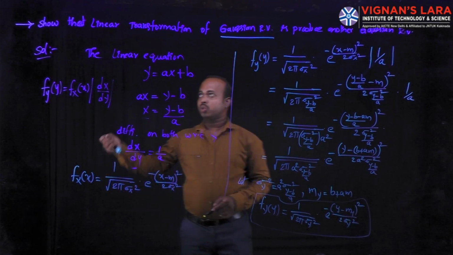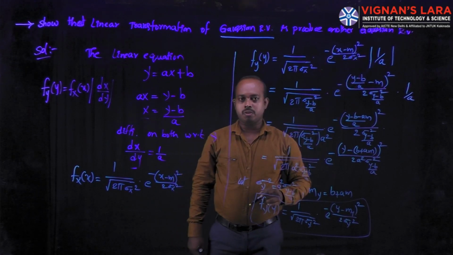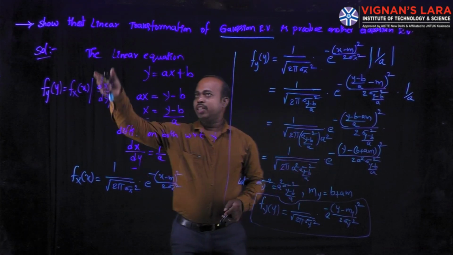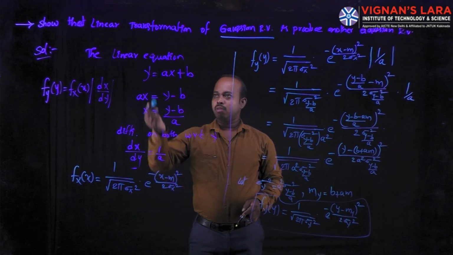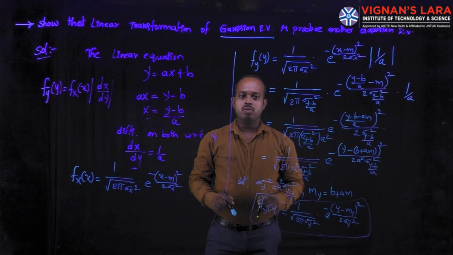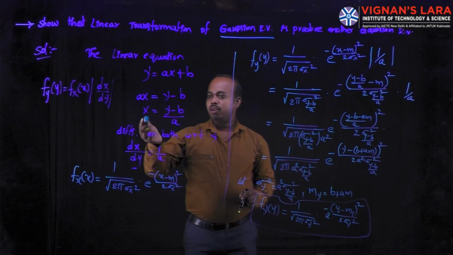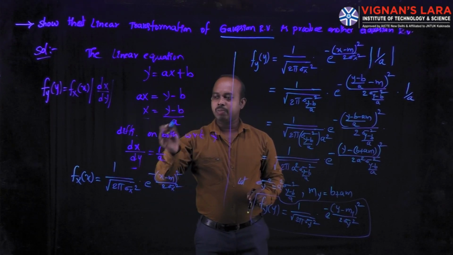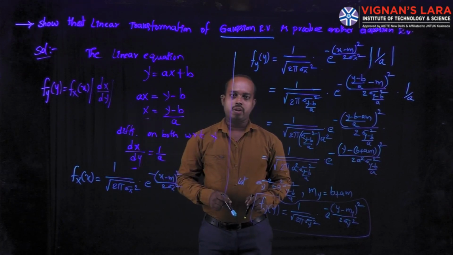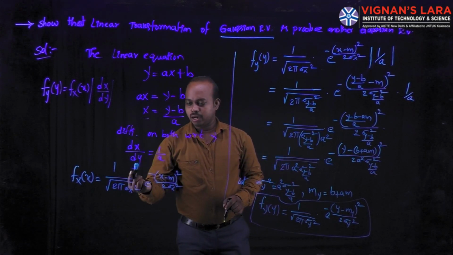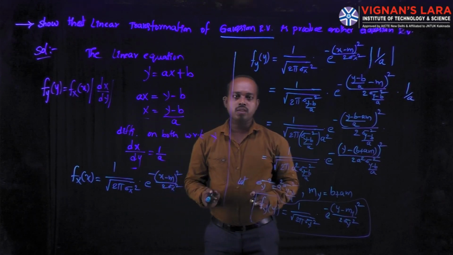What is he asking? Show that the linear transformation of a Gaussian random variable produces another Gaussian random variable. For this, we consider the linear equation y is equal to ax plus b. From this equation, we find two values: one is x, and the second is the derivative of x with respect to y. We obtain x is equal to y minus b by a, and then we differentiate this equation on both sides with respect to y. From this you obtain dx by dy is equal to 1 by a. Why do we do this? We have that relation for monotonic transformation.